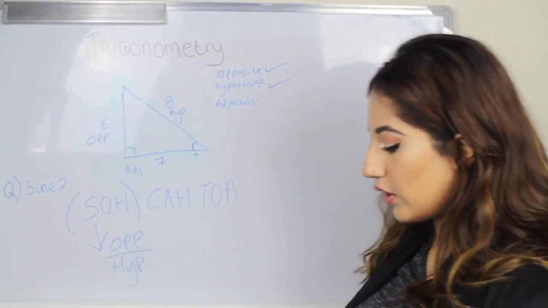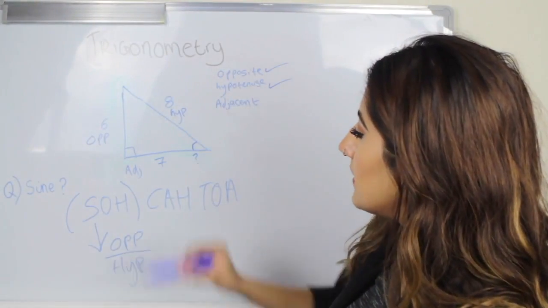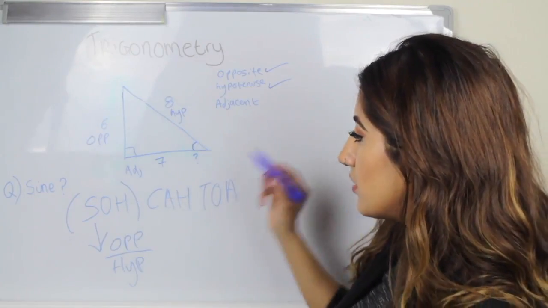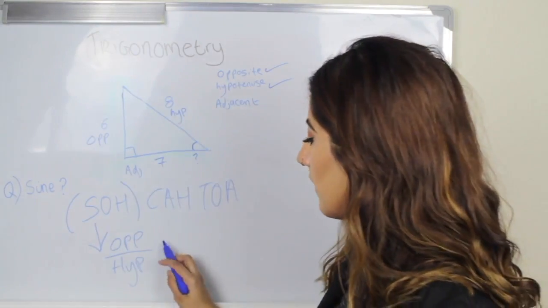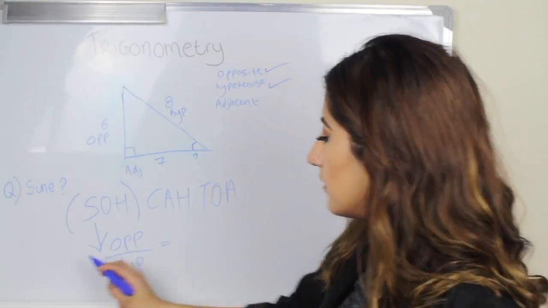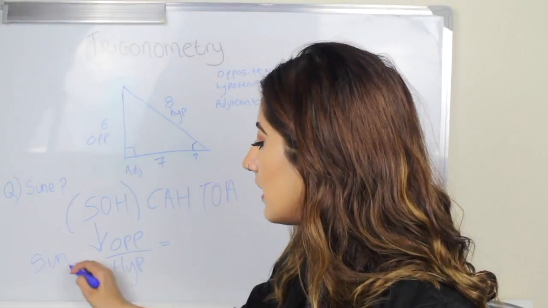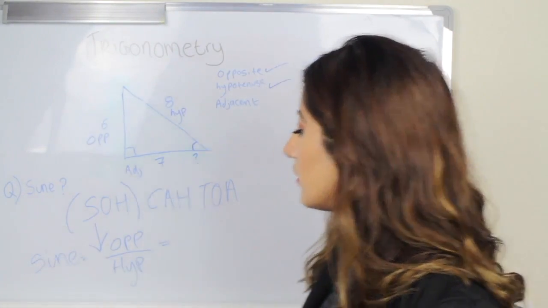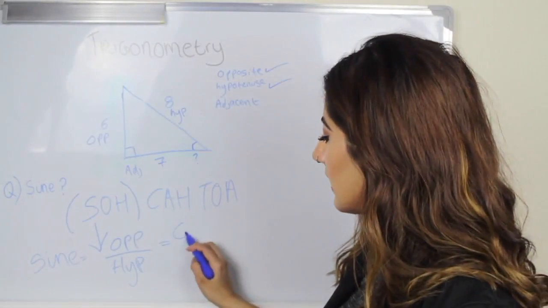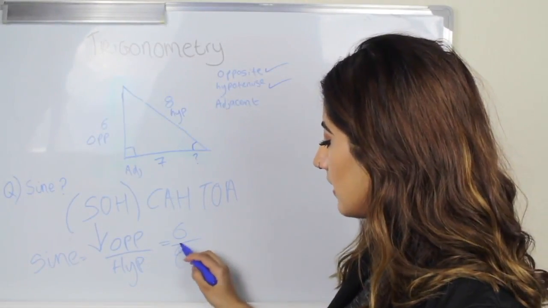Now back to our triangle over here. The opposite is this side here and the hypotenuse is this side over here. So calculating the sine, we must have 6 over 8.